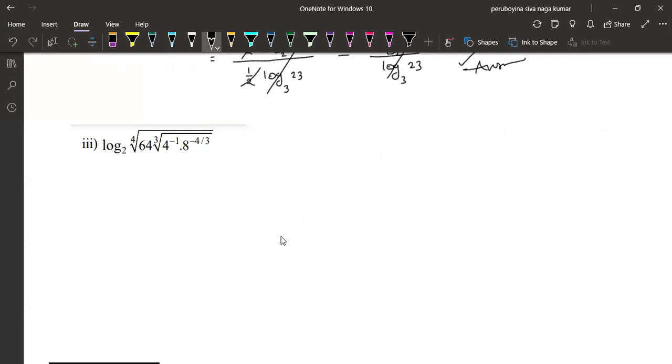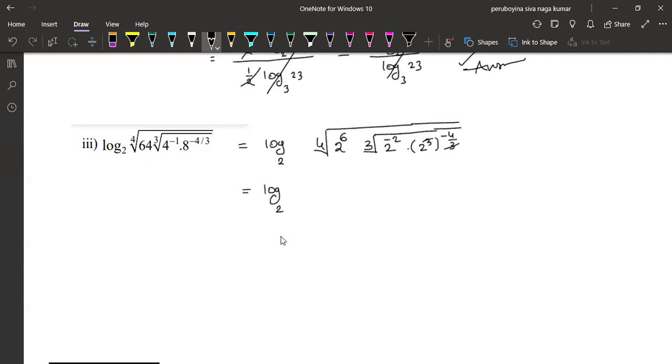So look at how many powers you can see here. Logarithm base 2, fourth root 64, you can write 64 as 2 power 6. And next cube root, 4 power minus 1. That means you can write 4 as 2 square on the whole power minus 1, 2 power minus 2. 8 means 2 cube. Power minus 4 by 3. 3 cancel.